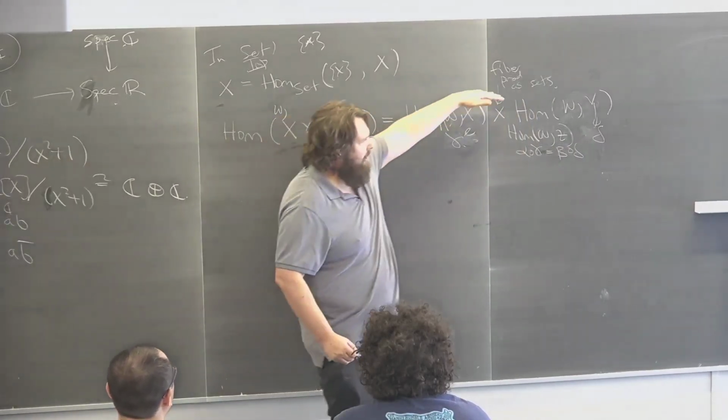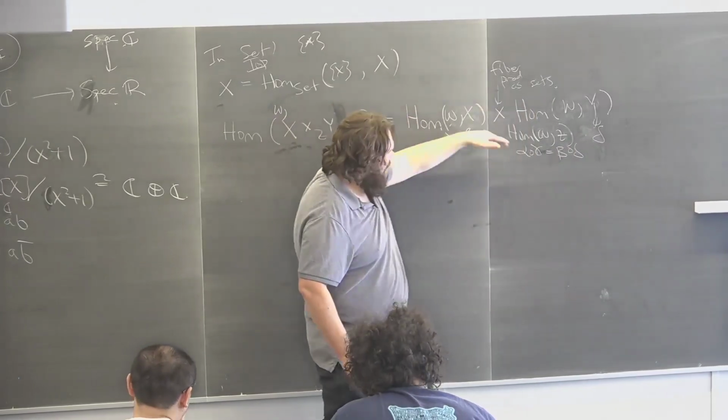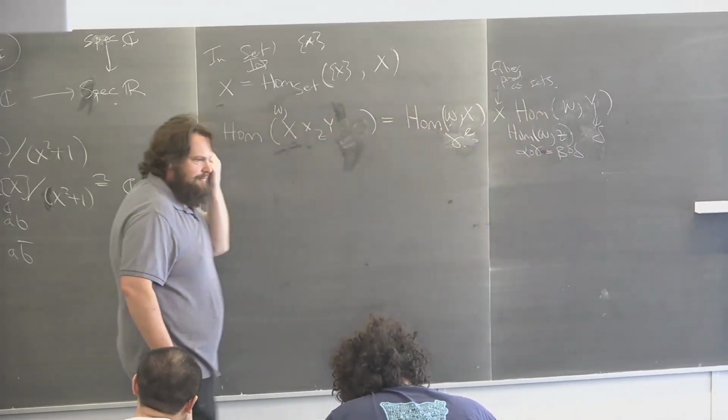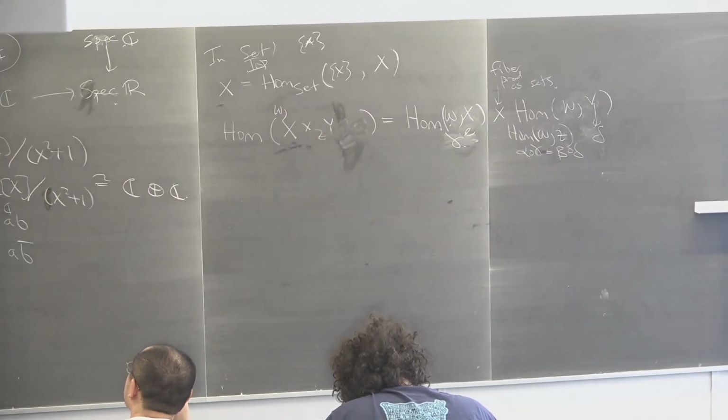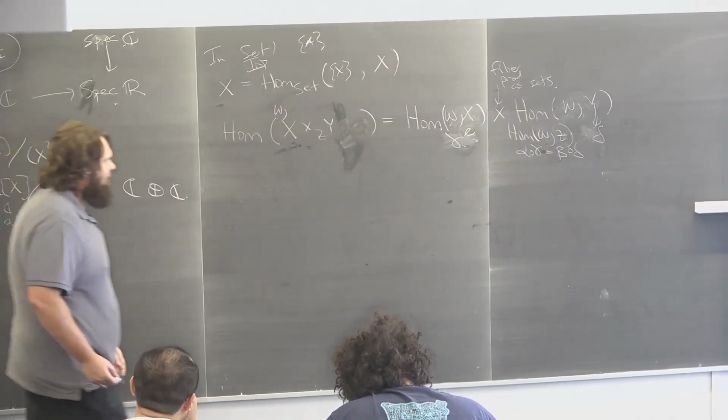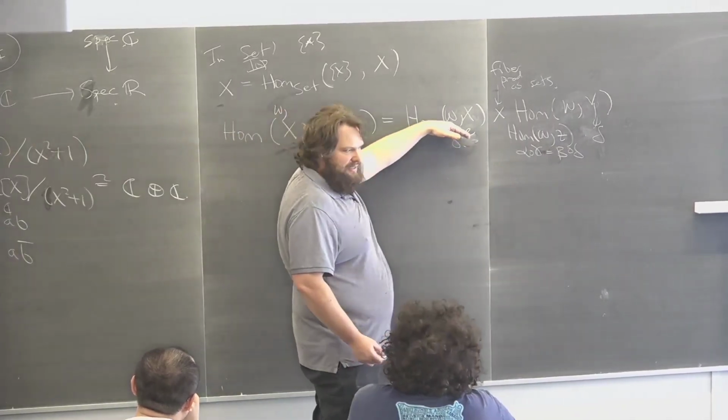Yeah, this is fiber product as sets. I'm thinking of these Hom spaces as sets. There would probably be some fancier way to do this if you were in a rich category, yada, yada, yada. But I'm thinking of these as sets.